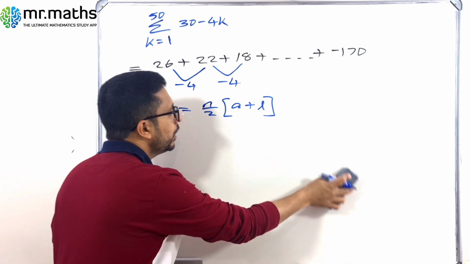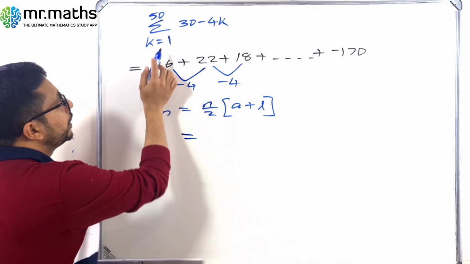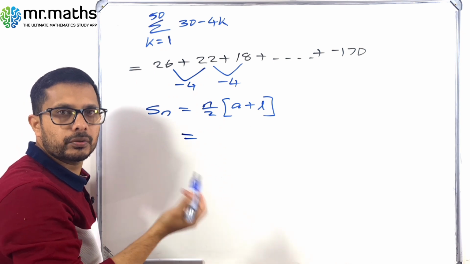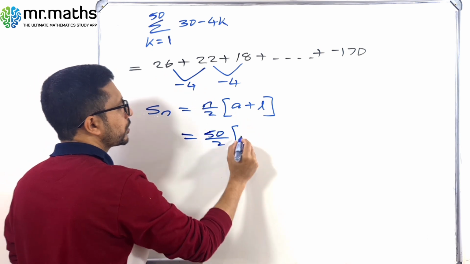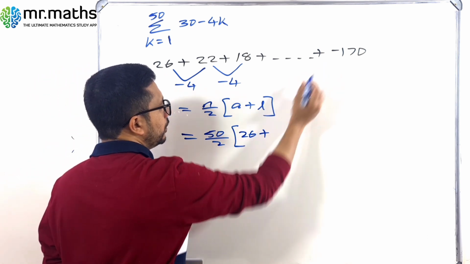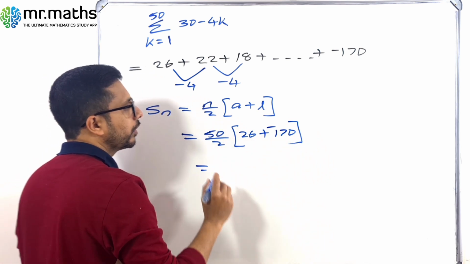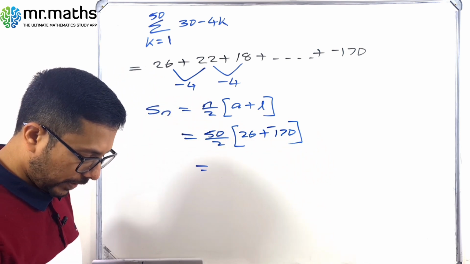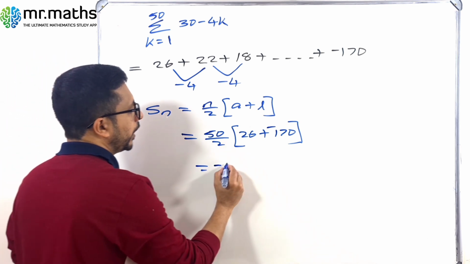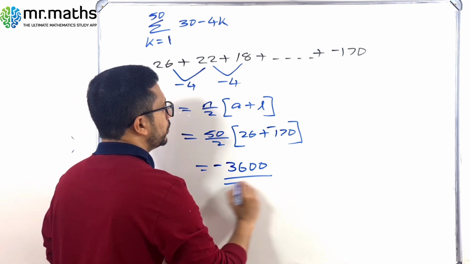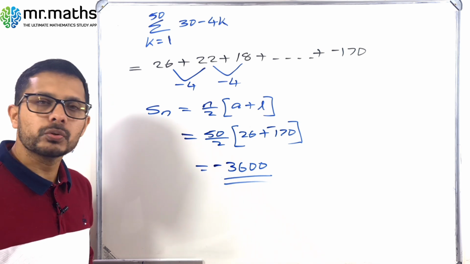So here Sn is equal to n over 2 into a plus l. How many terms are here? 1 to 50 means there are 50 terms. So it is 50 divided by 2 into a, the first term, 26, plus l, minus 170. So plus minus is minus. Check in your calculator what is the answer for that one. Minus 3600. So that is the answer for question number 3.1. Now let's move to the next question. Question number 4.